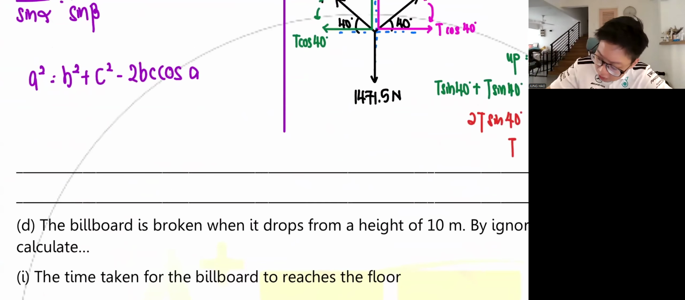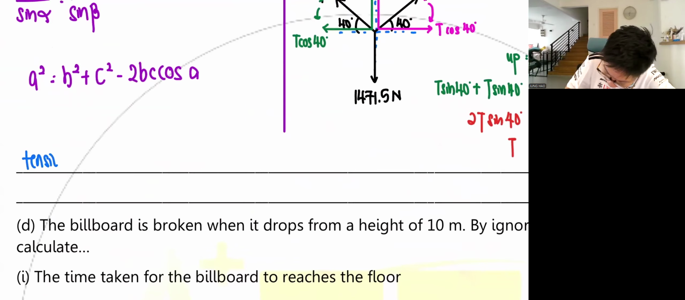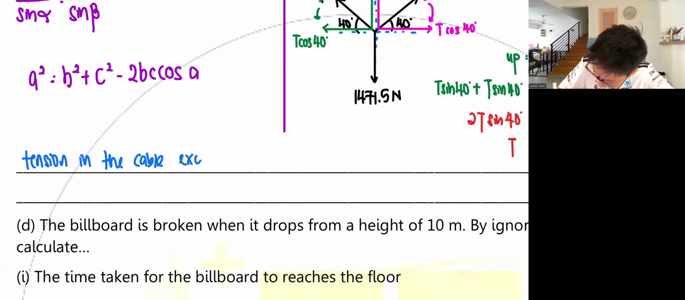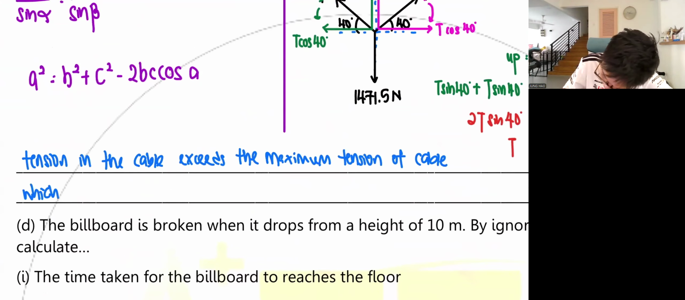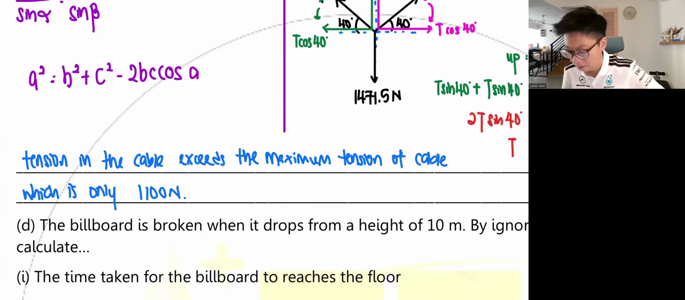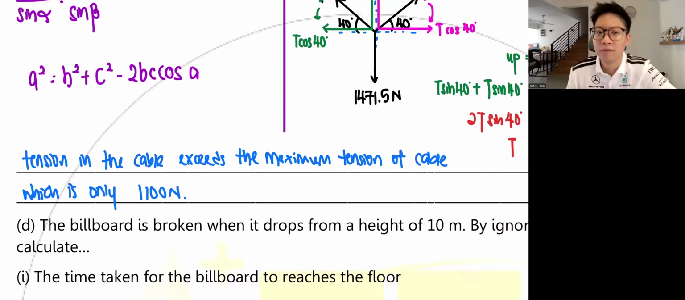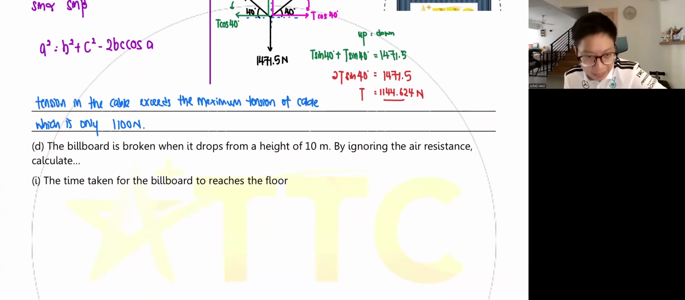So we can say because the tension in the cable exceeds the maximum tension of the cable, which is only 1100 Newton. Okay, so the tension exceeds the maximum tension of the cable. Okay, next.